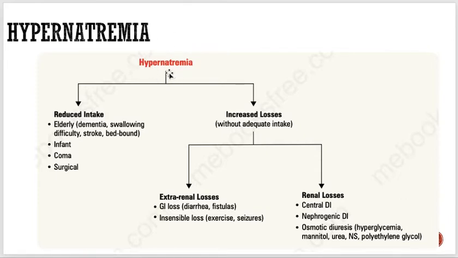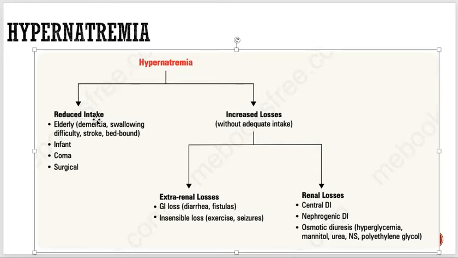Hypernatremia most of the time occurs either due to reduced intake or increased losses. Whenever it is due to reduced intake, like elderly people who are bed bound and drinking less water, they keep on losing water every day, by sweating, by our breathing. Infants, coma, or due to surgeries.